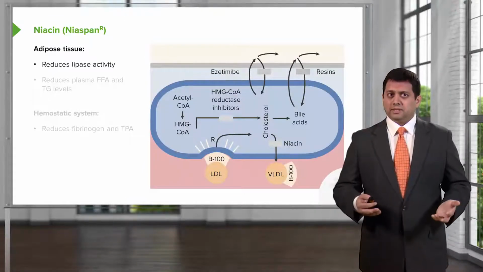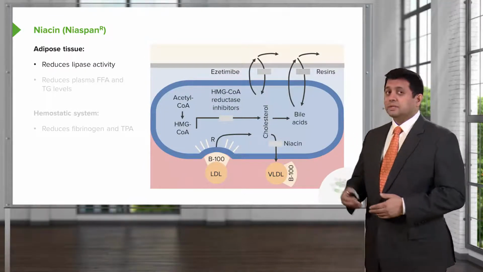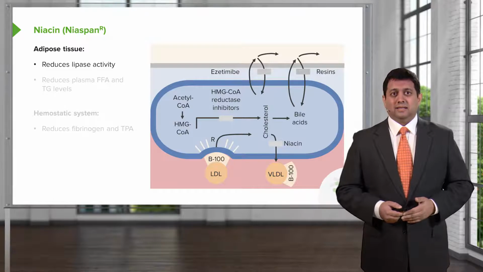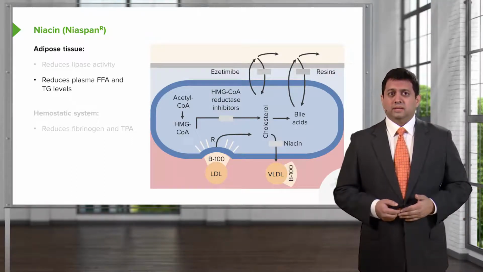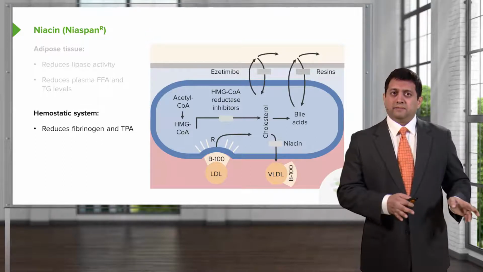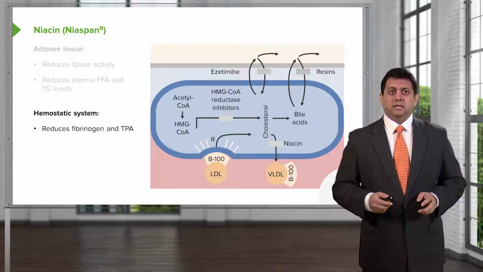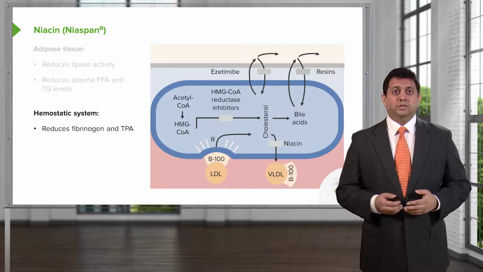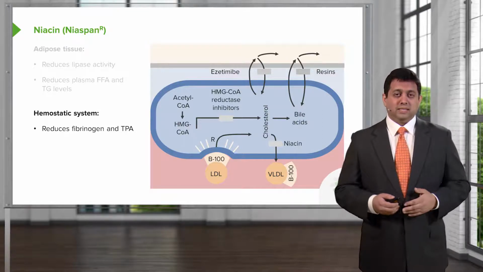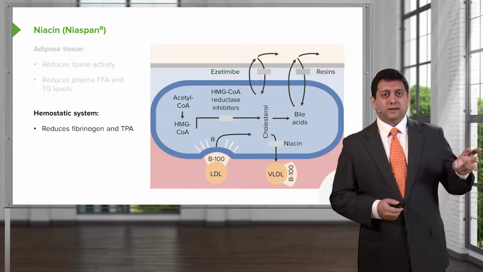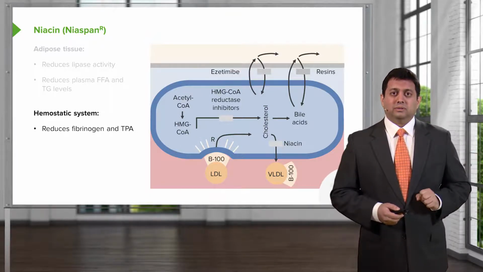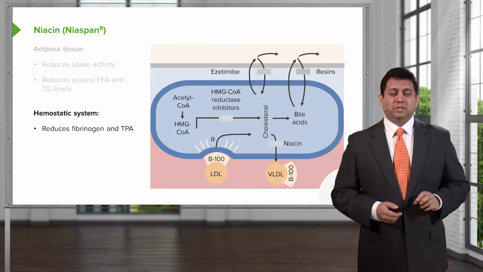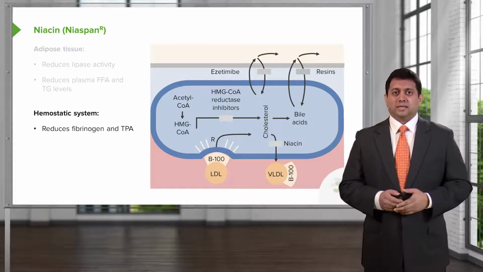In adipose tissue, niacin will reduce lipase activity. This reduces plasma-free fatty acids and triglycerides. And in terms of a secondary effect in the hemostatic system, niacin or niaspan will reduce fibrinogen and TPA. This is a side effect known from niaspan, and I encourage you to take a look at the hematological pharmacology lectures to get a good idea of what is happening there.